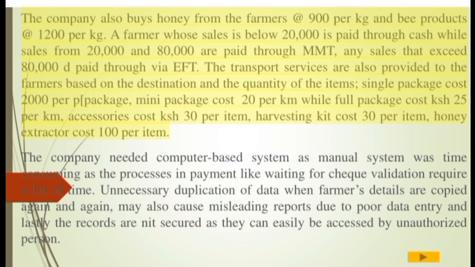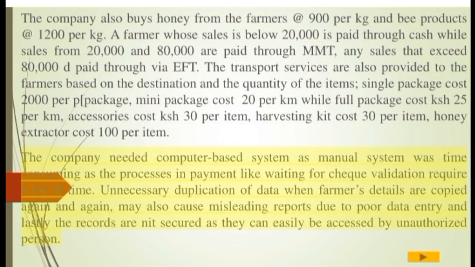Single package costs 2,000 per package. Mini package costs 20 per kilometer, while full package costs KSH 25 per kilometer. Accessories cost KSH 30 per item. Harvesting kit costs 30 per item. Honey extractor costs 100 per item.